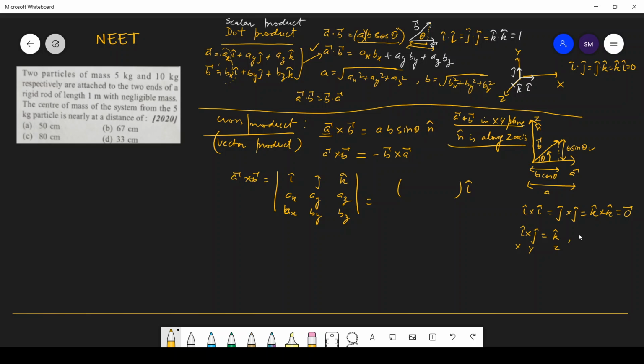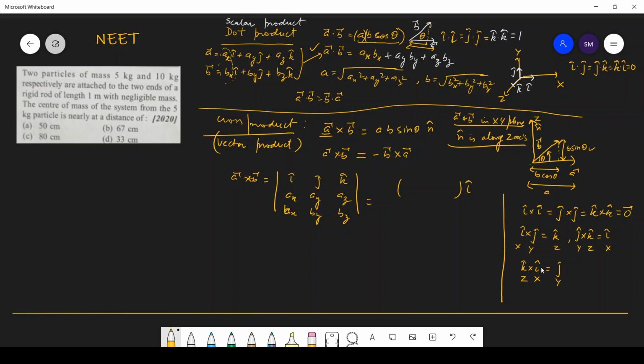Now from y and z, where will the resultant be? j is along the y axis, k cap is along the z axis, so your resultant will be along the x axis, that is i cap. And k cross i means z to x. If you move the right hand fingers, the resultant will be in the j direction, that is y.